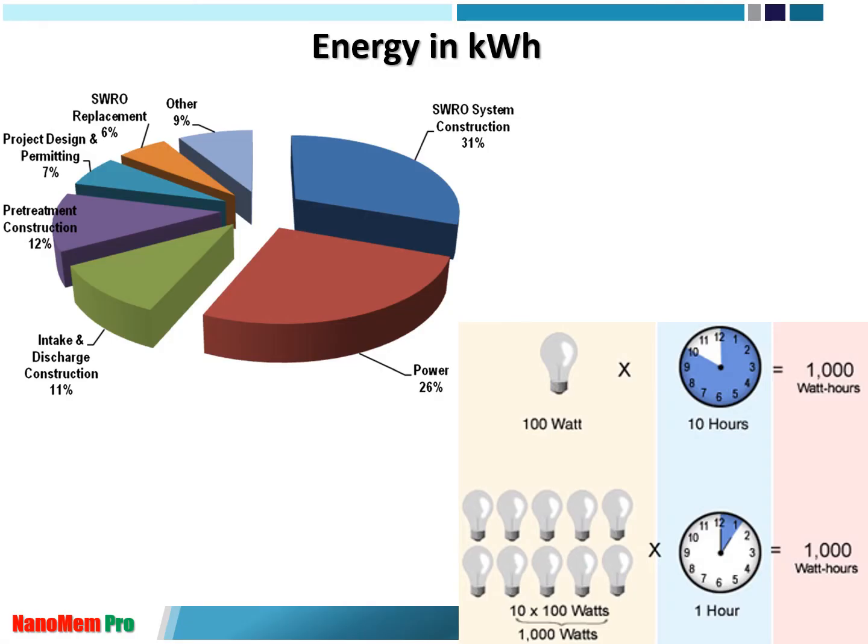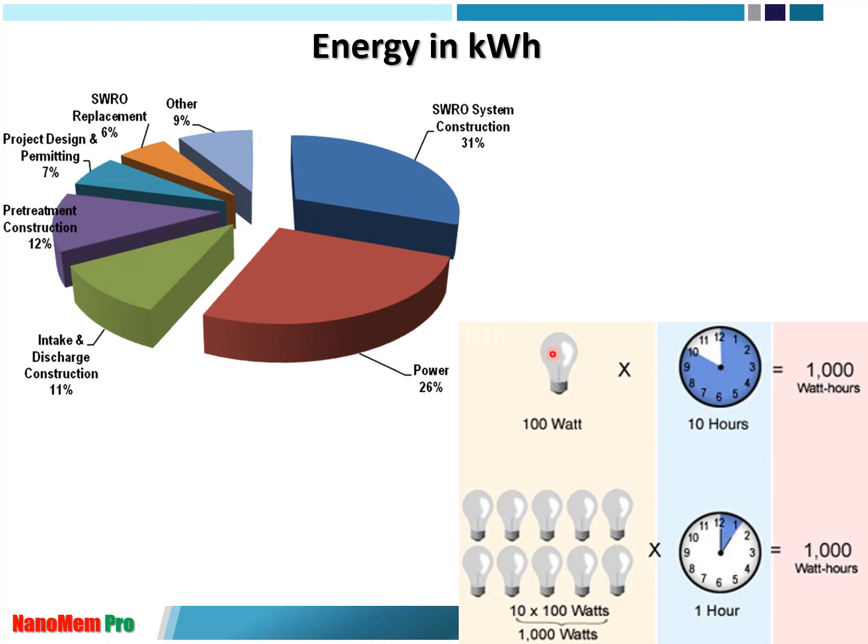If we look at the cost, SWRO system 31%, power 26%, intake and discharge 11%, pretreatment construction 12%, project design and permitting 7%, SWRO replacement 6%, others 9%. So if you look at all the costs of a desalination plant, power is 26%, so we have to understand first what a kilowatt hour per cubic meter is.